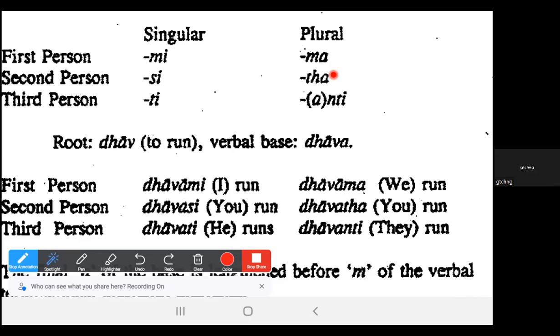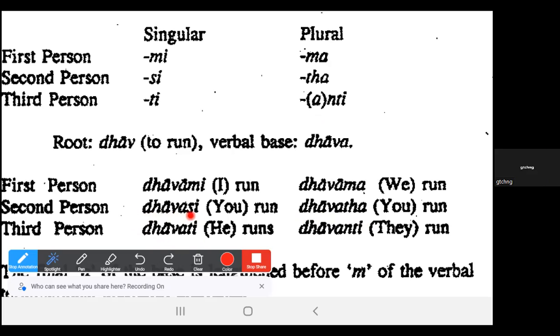Now there are some technical points here, but the root is daf to run, and it passes the a sound. You have the dawa. When you have the dawa, you just put the ti anti sita mima, so you will have dawati. So everybody recite together. Dawati, dawanti.